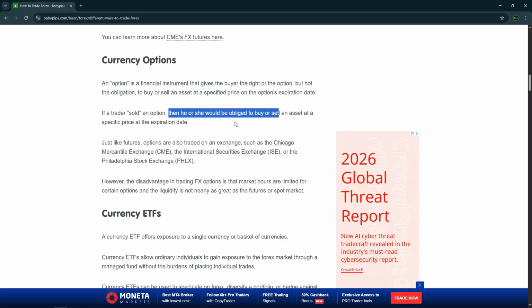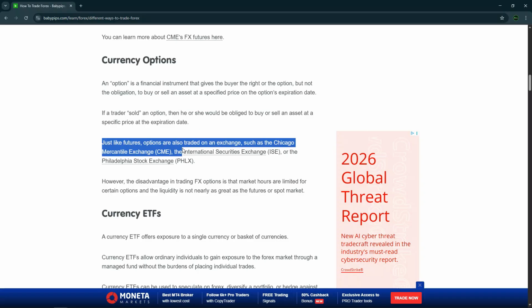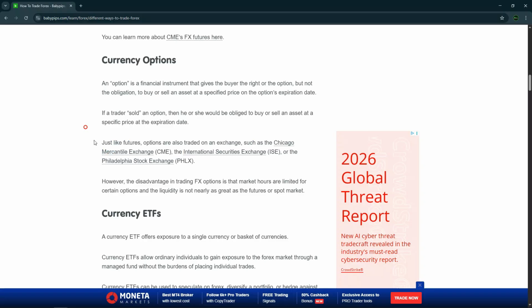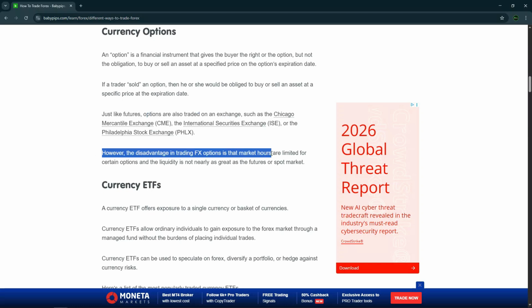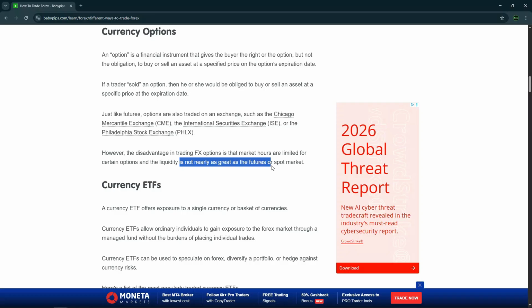However, if someone sells an option, they are obligated to complete the trade if the buyer decides to use that option. Just like futures, options are traded on official exchanges, which means they are regulated and structured. But compared to other forex markets, options usually have limited trading hours and lower liquidity, so they are not as commonly used by beginner traders.